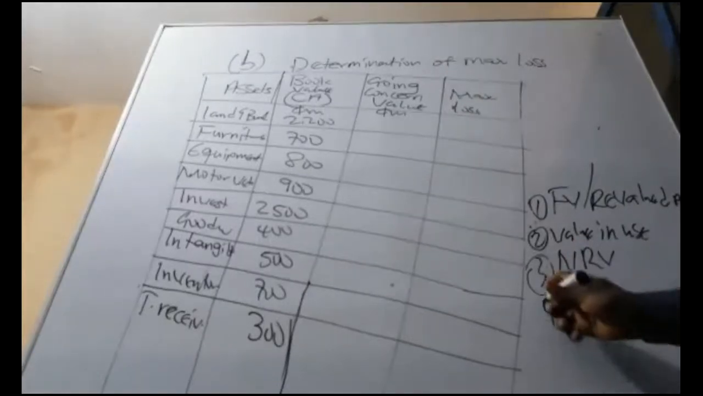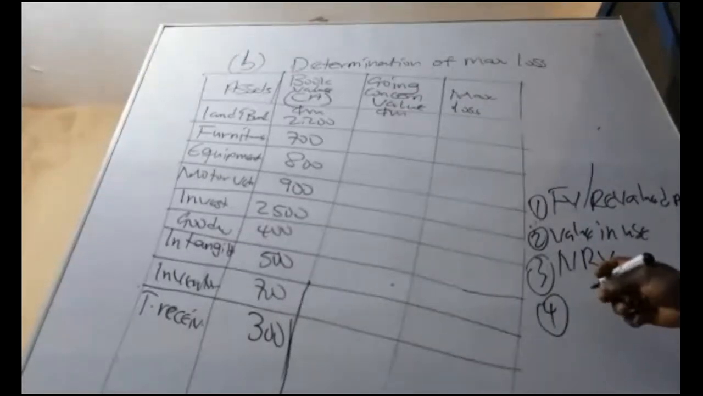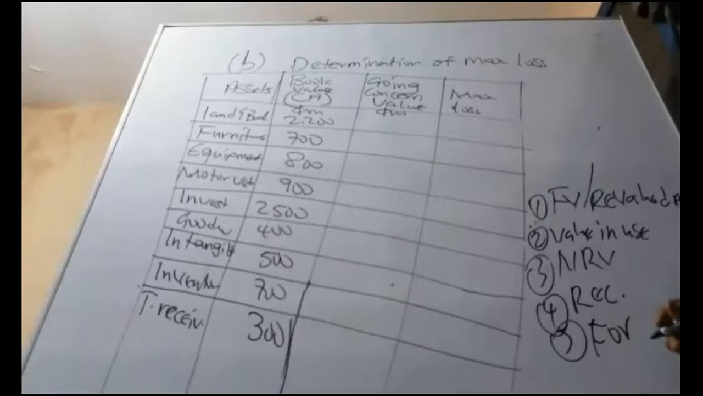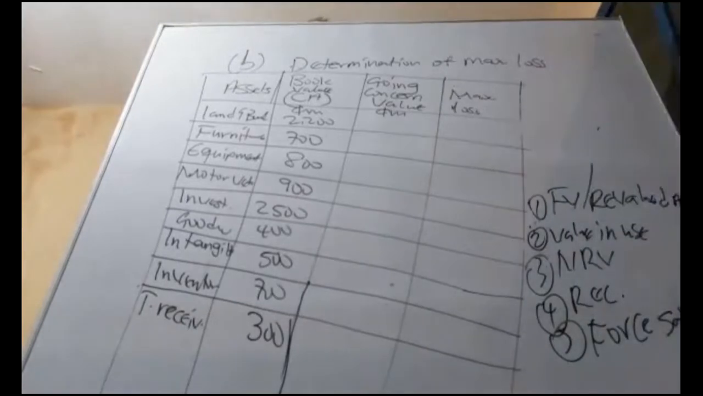If it's not there, fourth, you can use the recoverable amount. If it's not there, then use the forced sale value, or the liquidated value. All of these will be in a footnote. So take notes. If the fair value is there and you go and pick the forced sale value, you are wrong.